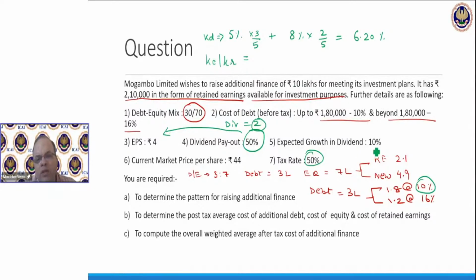Mind you, my expected growth in dividend is 10%. So D1 upon P0 plus g means 2.2 over 44 plus 10%. So I believe we should be getting cost of equity as 15%.